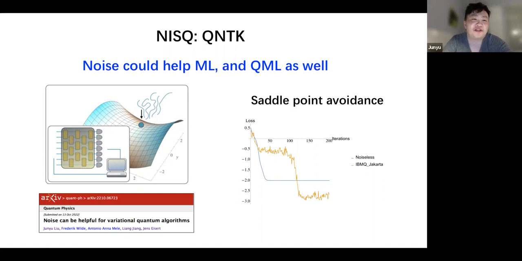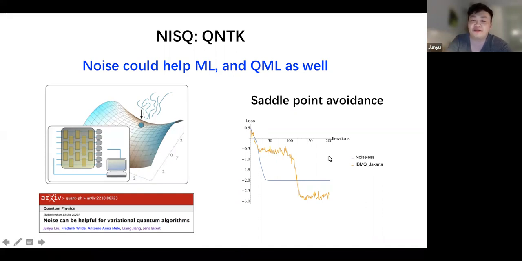Part of the reason is so-called saddle point avoidance. Because it has noise, it will fluctuate in the middle, and that helps you avoid sticking on the same saddle point of the loss function landscape and not jumping outside. Adding a little noise will help you jump outside and avoid the saddle point.